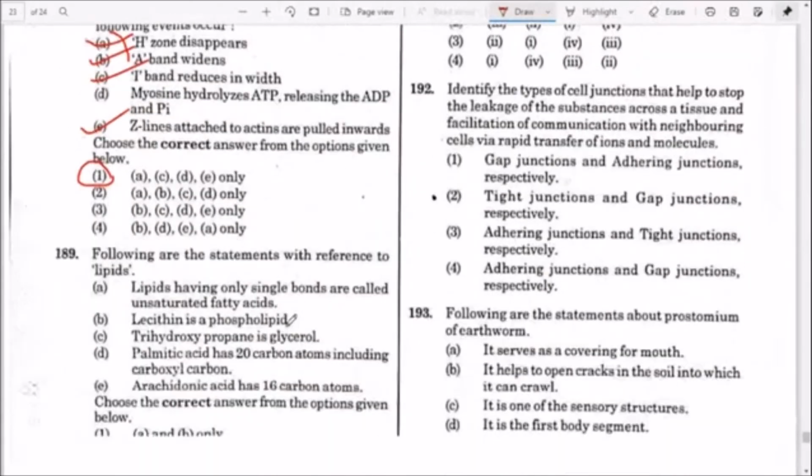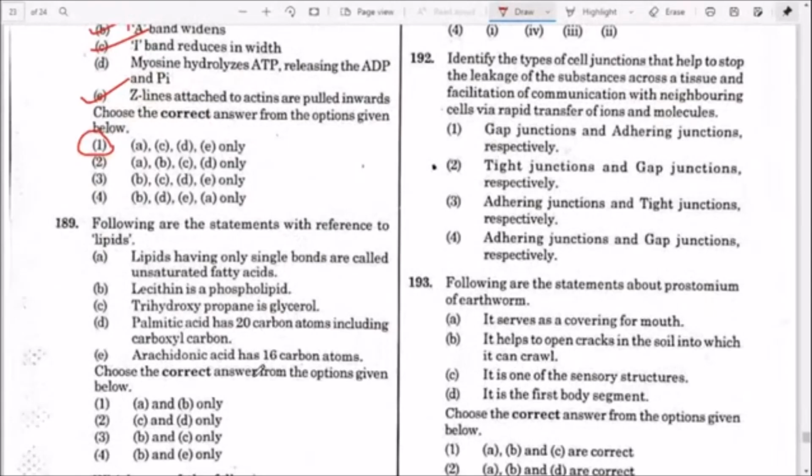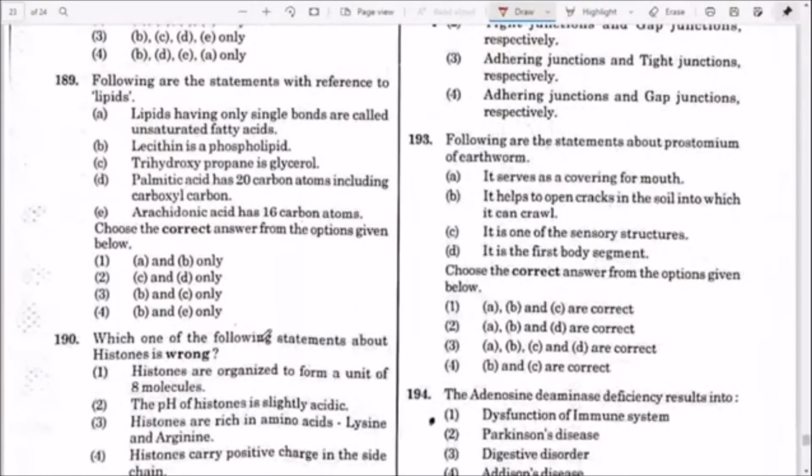Question number 189. Following are the statements with reference to lipids. What are lipids? Lipids having only single bonds are called unsaturated. Lecithin is a phospholipid, yes, and trihydroxypropane is glycerol, right?